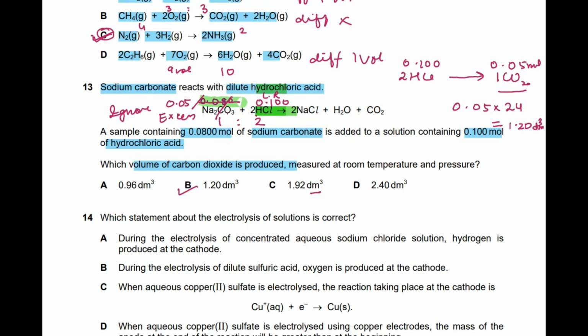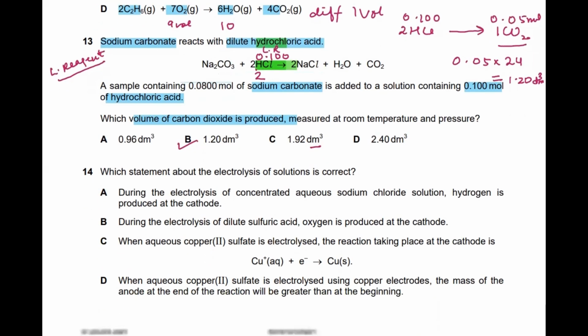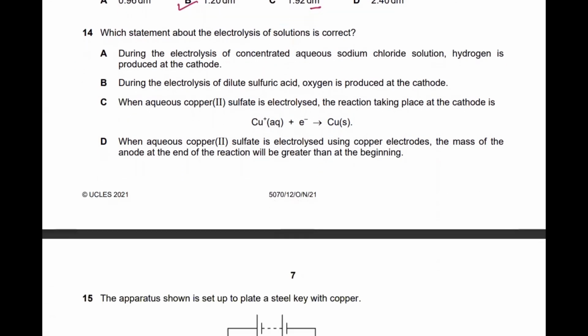So this was a question related to your limiting reagent. Remember, whenever we get the quantities of both reagents, we have to first check which is limiting and which is in excess, and then proceed with our calculation considering the limiting reagent and ignoring the excess one. All right. Coming to question number 14, it says: which statement about the electrolysis of the solution is correct?